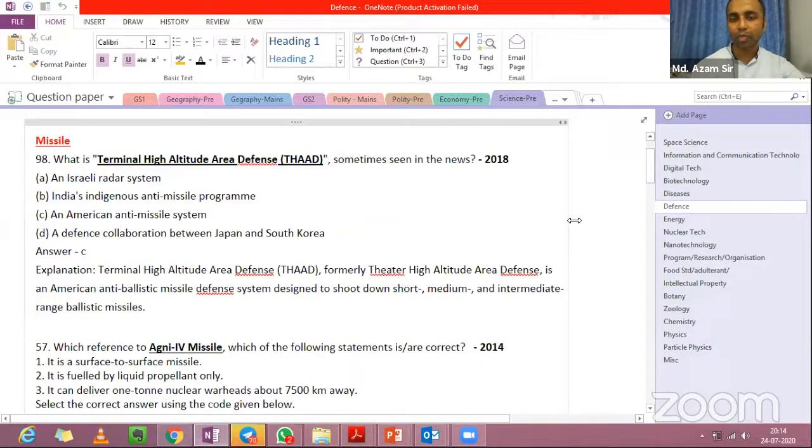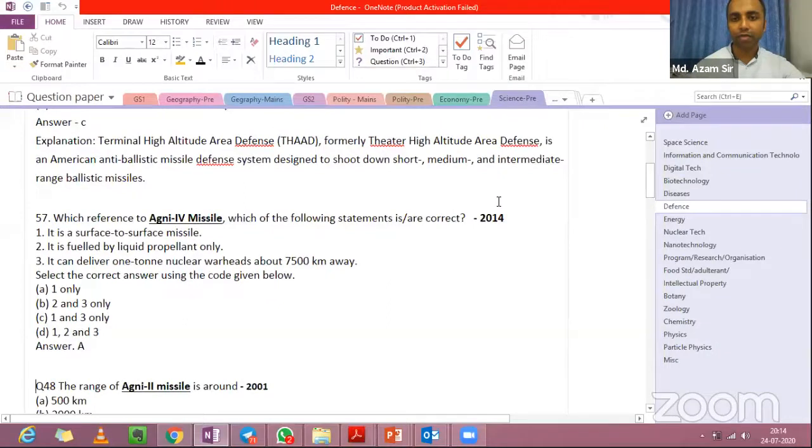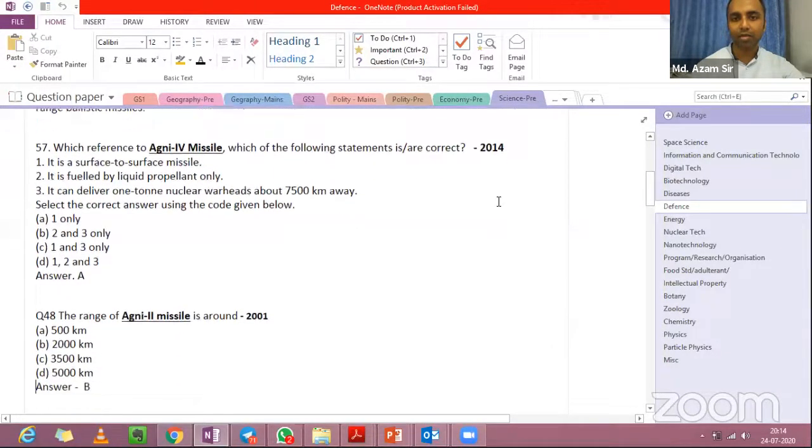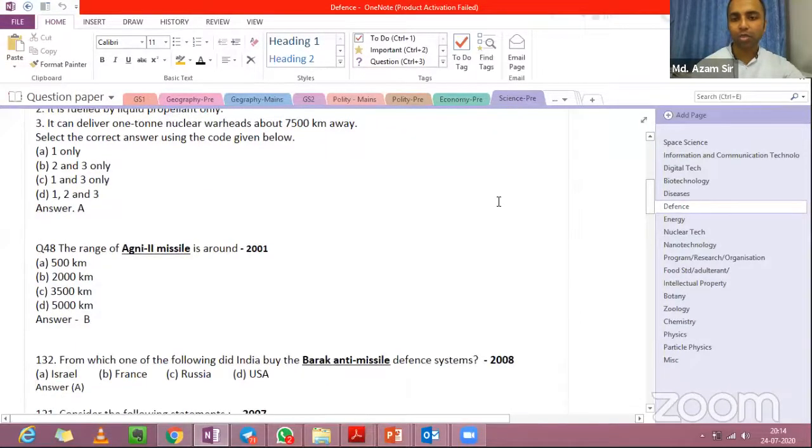Then questions on defense. This is another important topic. India keeps on developing and indigenizing these technologies on a very vast scale. We have developed different defense technologies with respect to the missile system, the aircraft carrier, the aircraft itself, the helicopter, and the tank. Most important is this missile system.